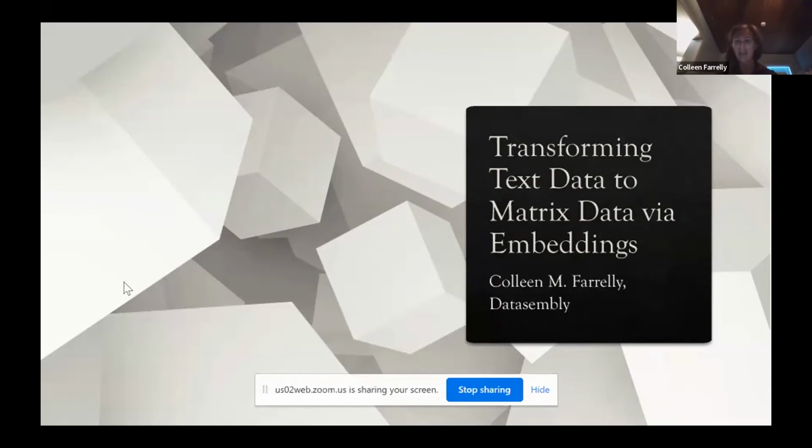I'm going to talk about transforming text data to matrix data via embeddings.